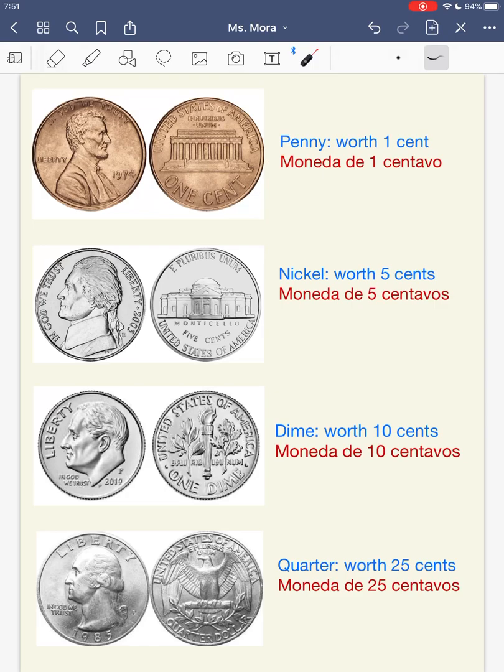So we've been learning about coins, guys, and just to go over, this is a penny. Okay, this is the front side and the back side of a penny, and pennies are worth 1 cent.